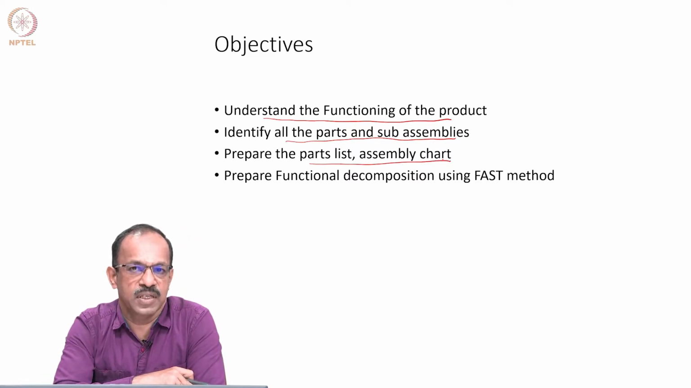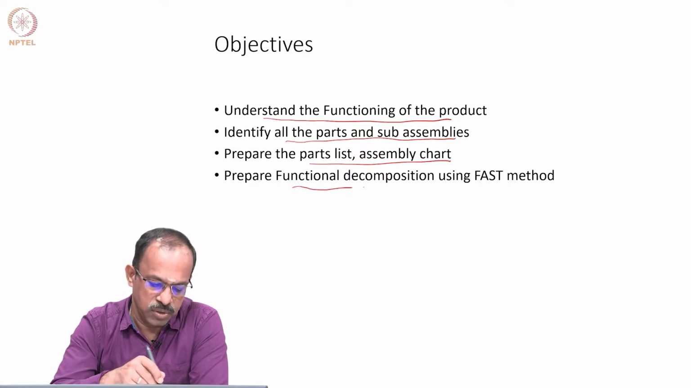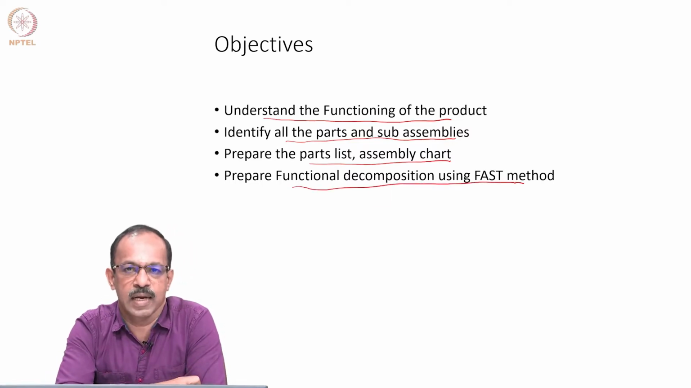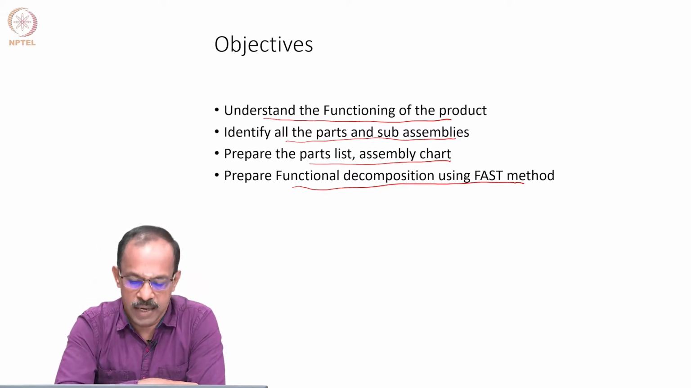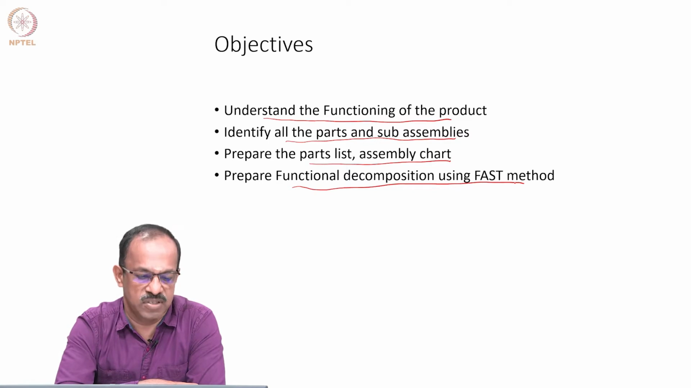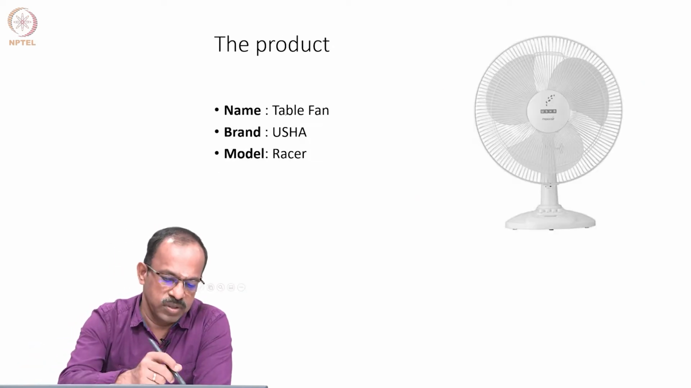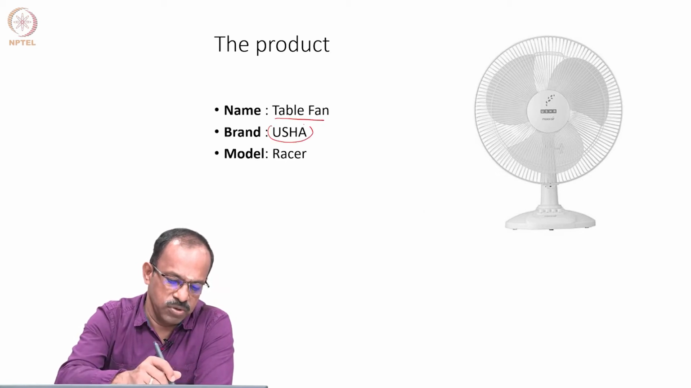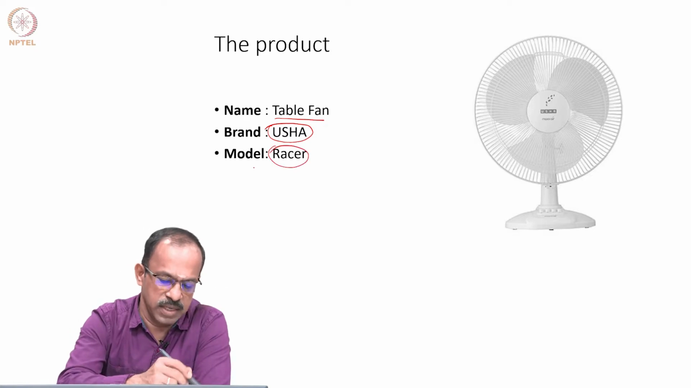The main difference in this exercise is that you will be doing a functional decomposition using FAST methods. So we try to identify the critical path function and then the sub functions associated with those critical functions, and then prepare the FAST decomposition chart and try to identify some of the unwanted functions and all time functions, etc. So that is what we are going to do. So the product that we are going to use is a table fan, by the manufacturer Usha, and the model is the Racer.